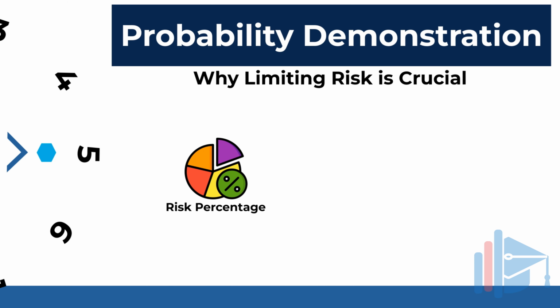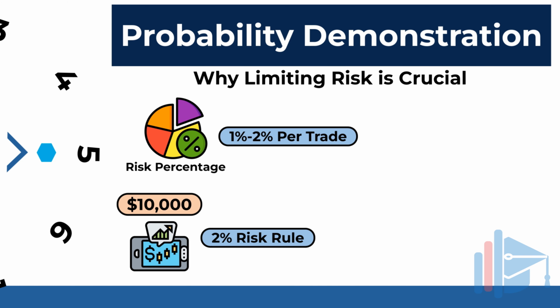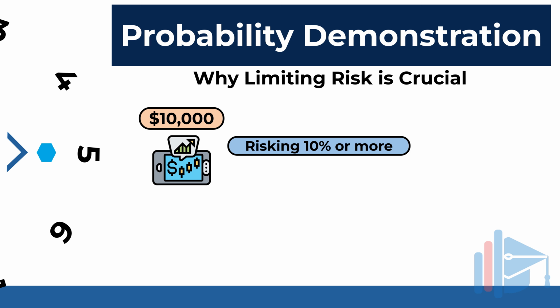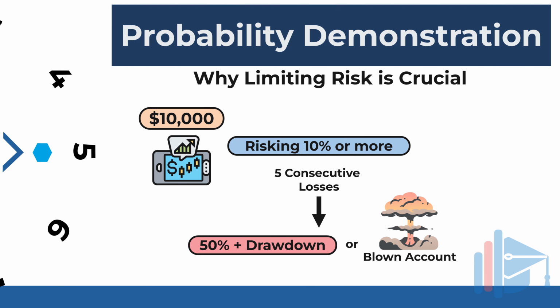By limiting your risk to a small percentage of your account, such as 1 to 2% per trade, you ensure that even during a string of losses, your account remains intact. For example, with a 10K account and a 2% risk rule, 5 consecutive losses amount to just a 10% drawdown. Without a risk limit, risking 10% or more per trade could devastate your account in the same scenario. The takeaway? Limiting risk doesn't just protect your capital, it protects your ability to stay in the market and continue trading when your edge inevitably returns.